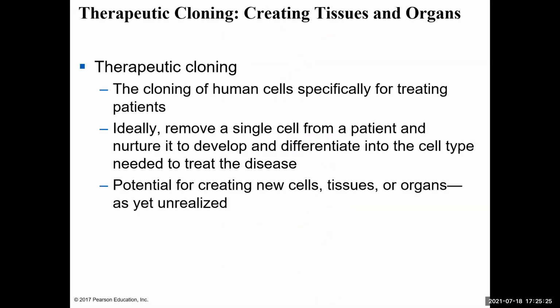So one final thing is that there are therapeutic cloning mechanisms that have been looked at in terms of cloning tissues and organs, where we could potentially use this to treat patients. So for example, you could remove a single cell from a patient, use it to, say, grow a heart for a patient that needs a heart transplant, and it would match because it was grown from their cells. And so you could use this theoretically for creating new cells, new tissues, new organs.